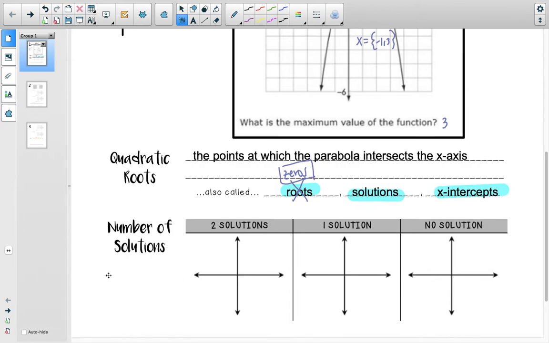And the reason is because the power will tell you the max amount of solutions. So the max amount of solutions is 2. This would be an example of 2 solutions. It crosses here and here. 1 solution would be if it just touches the line, like it bounces off of it, and it can go either way. And then no solution means it will never cross the x-axis. So there's 2 solutions, 1 solution, or no solution possible.